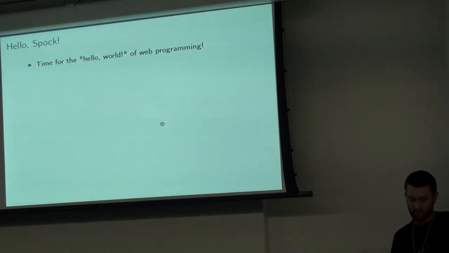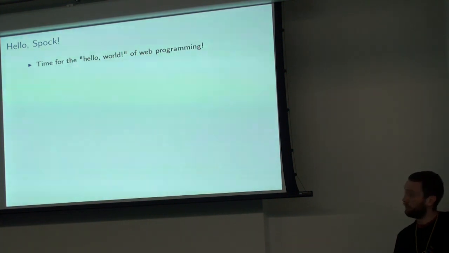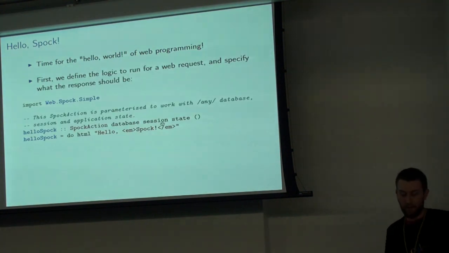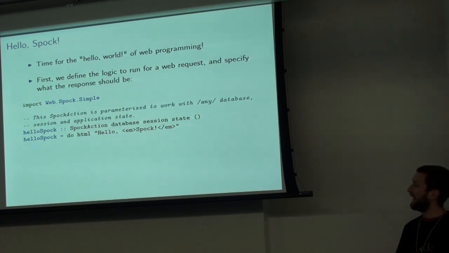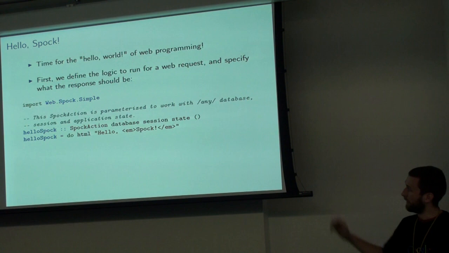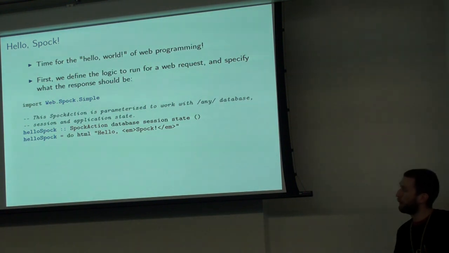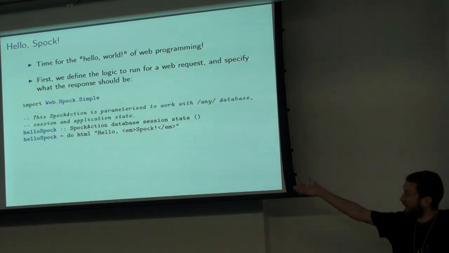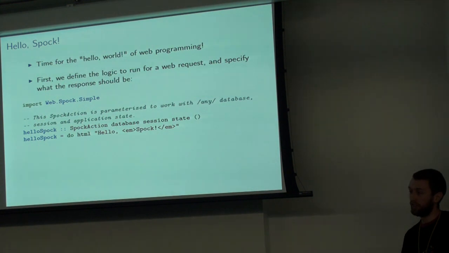So I think it's time to just jump in and start looking at some code. So we'll start with a basic hello world of web programming. And the first thing we're going to do is define the action that runs to do hello world. And for that, we're going to define a SpockAction here, which is called helloSpock. And in the body of the action, we simply emit a HTML string. So the string there is in quotes, so it's just a literal HTML string. And I've got some HTML in there to add emphasis.